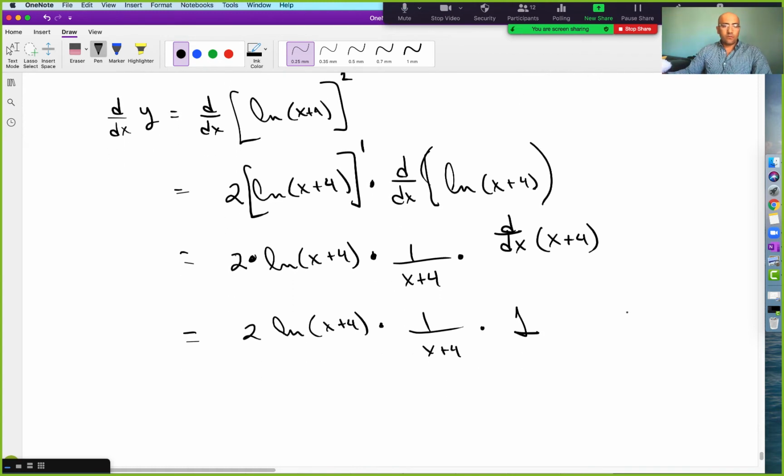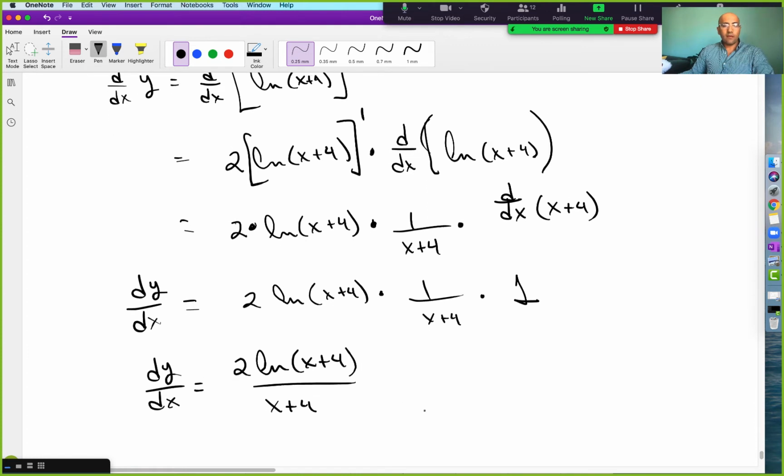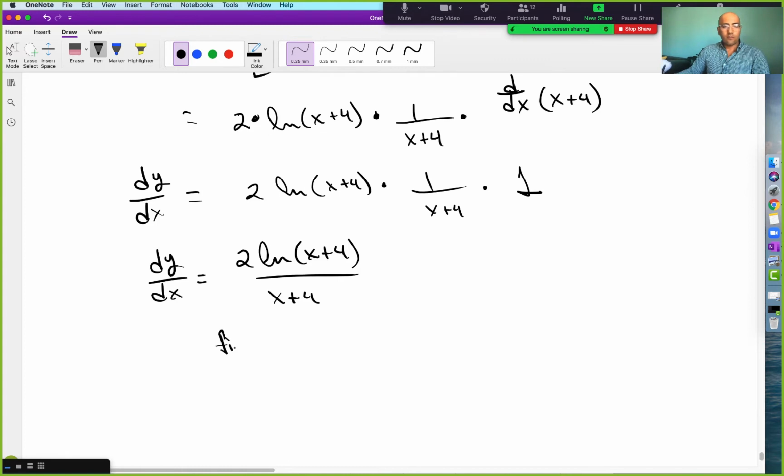Okay, so far we have that dy/dx equals this, and there's not a great way to simplify it, so we end up with 2 ln(x + 4) all over (x + 4), and we want to find out the value of x such that this derivative equals 0. Find x such that the derivative equals 0: 2 ln(x + 4) over (x + 4) equals 0.